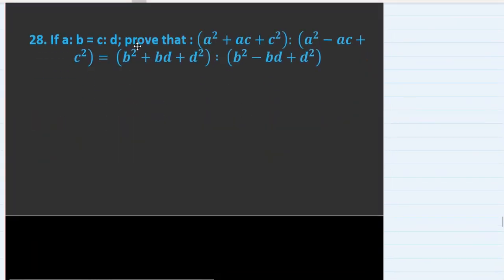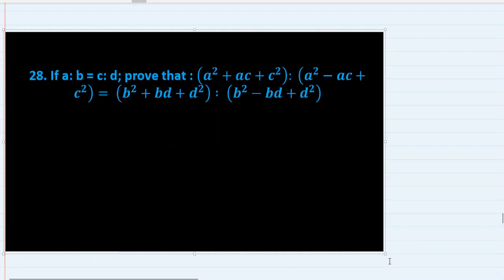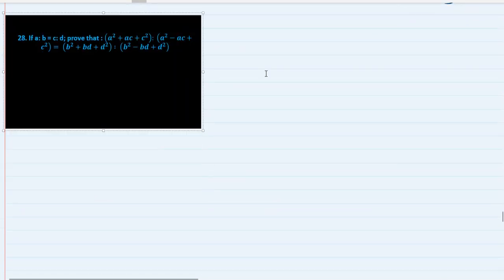Okay, let's go to the next question. Now this next question which you see over here, you have to prove something. Remember in this, A is to B is equal to C is to D is given to you, and you have to prove this complicated thing. To prove, I'll just write it once so that you have an idea what is to be proved.